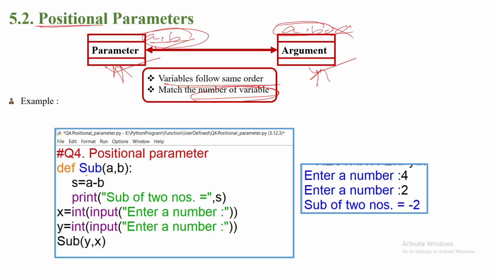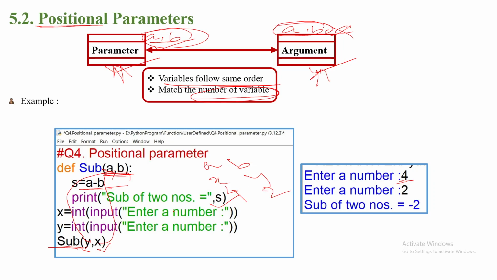Through the example, define sub(a, b): s equal to a minus b, subtract it and print it. Now x, y I have taken, then in the sub function calling I have written first y and then x. So this y will go to a, and then x will go to b. This is called the parameter, okay, and our argument is what? x and y. The x value I have taken first, which is 4, and the y value is 2.